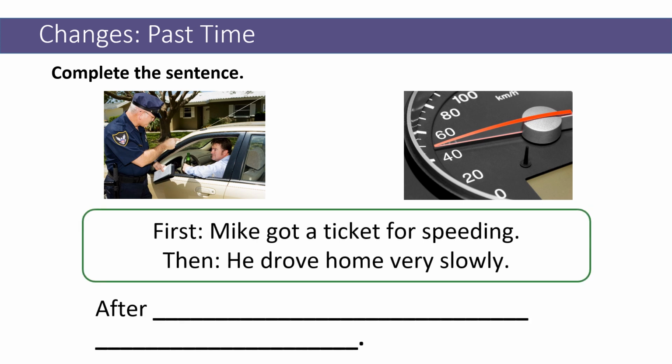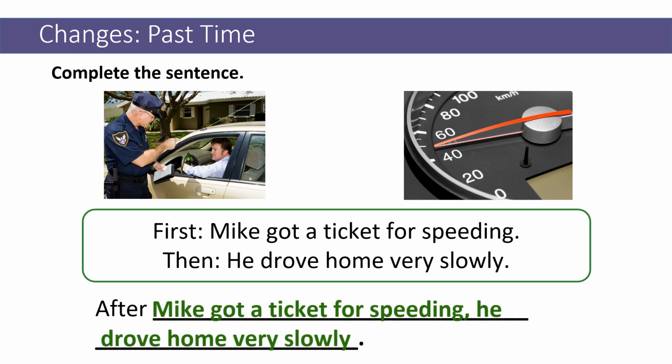All right, so these ones we want to complete the sentence. We have the thing that happened first and we have the thing that happened second. So it's going to be after, and then Mike got a ticket for speeding. He drove home very slowly.